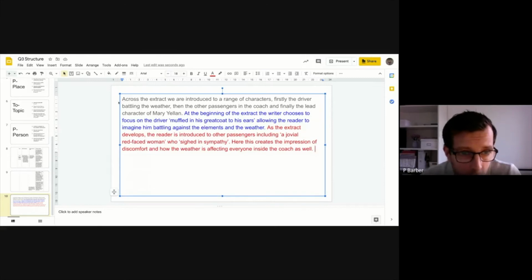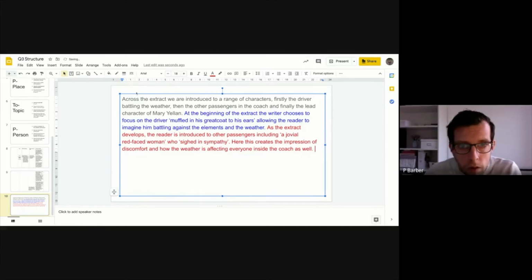If I read this to you at the moment to see where we're at. Across the extract, we're introduced to a range of characters. Firstly, the driver battling the weather, then the other passengers in the coach, and finally the lead character, Mary Yellen. At the beginning of the extract, the writer chooses to focus on the driver, muffled in his greatcoat to his ears, allowing the reader to imagine him battling against the elements and the weather. As the extract develops, the reader is introduced to other passengers, including a jovial, red-faced woman who sighed in sympathy. Here, this creates the impression of discomfort and how the weather is affecting everyone inside the coach as well.